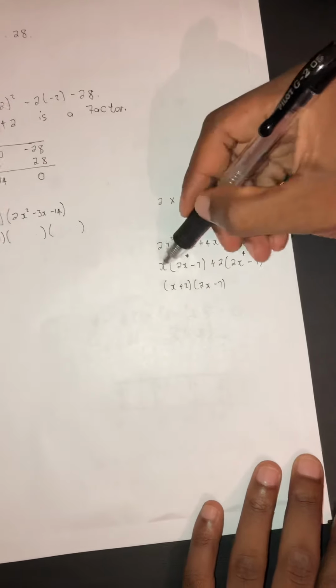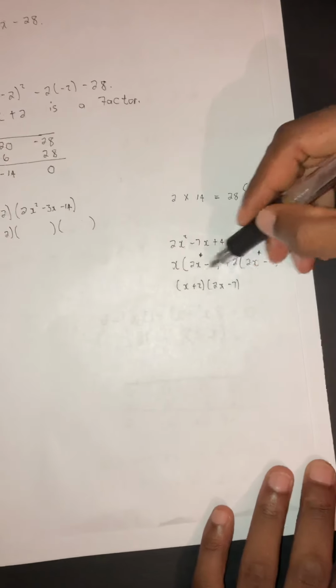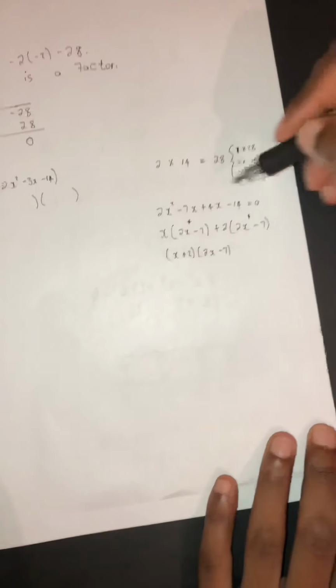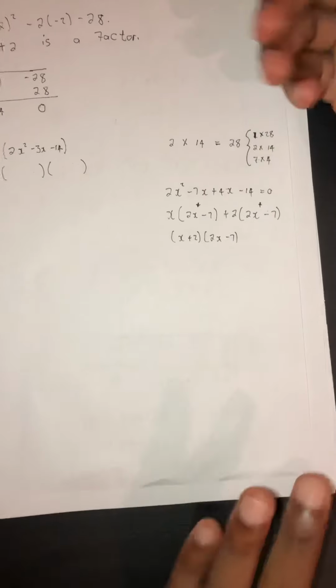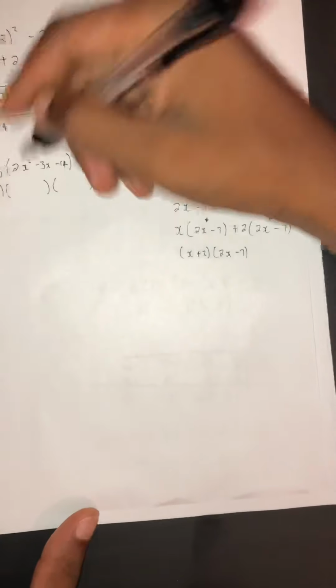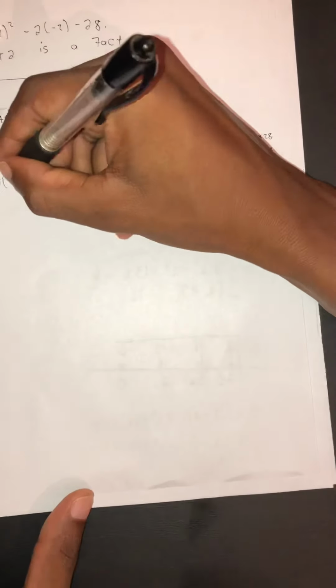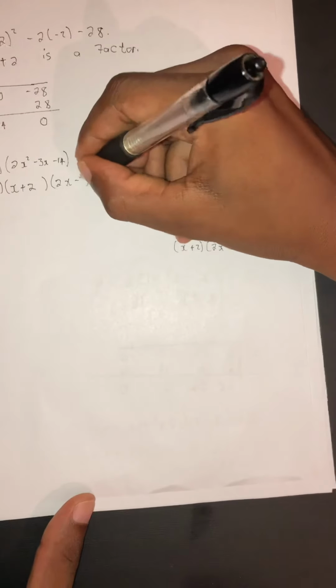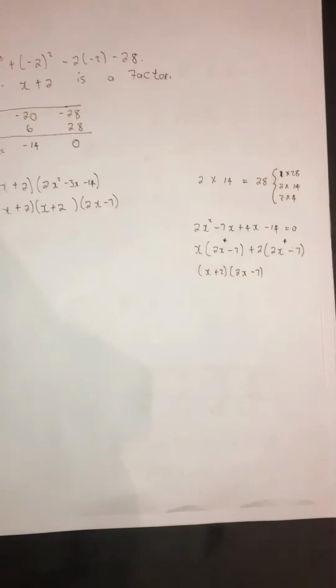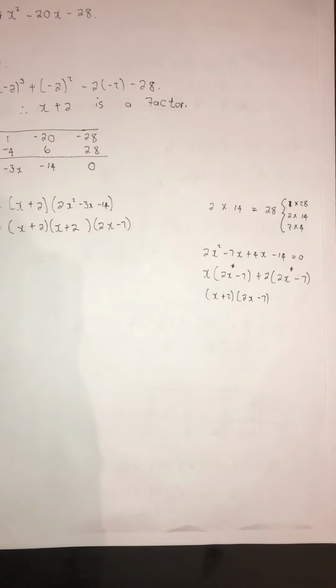The x plus 2 comes from this 2 and then this bracket. The aim of this method is to get the brackets the same. So now I can come here and say this is factorized into x plus 2 and 2x minus 7. So I factorized the f of x completely.